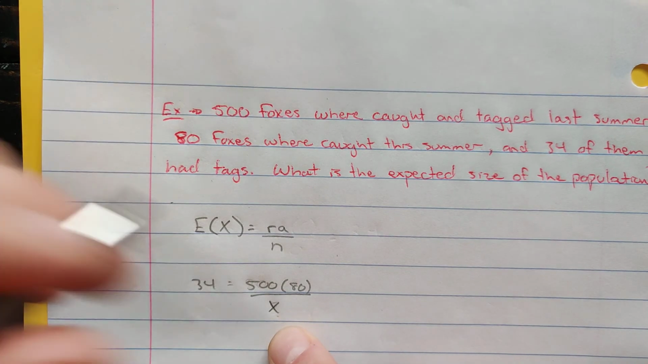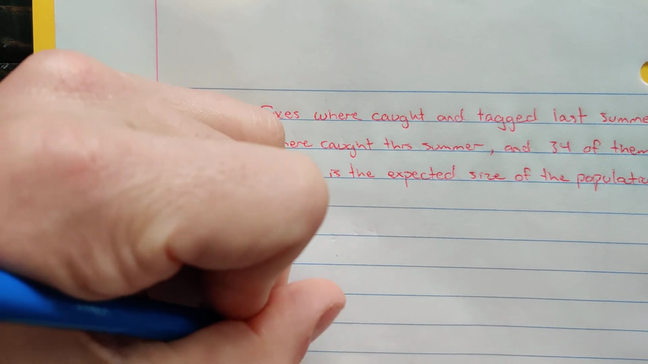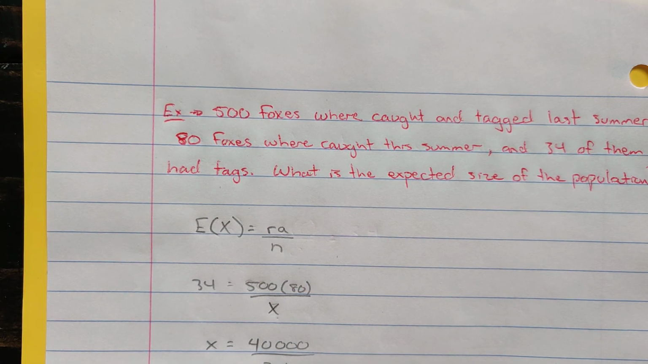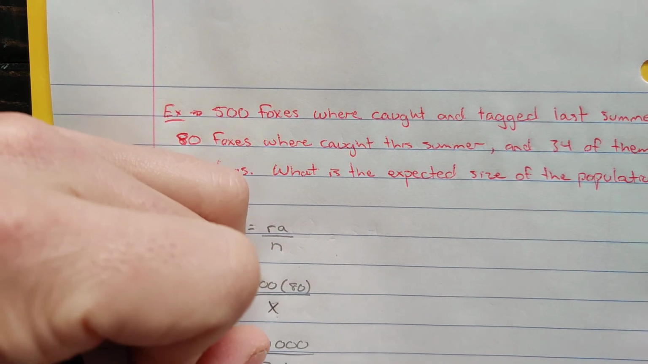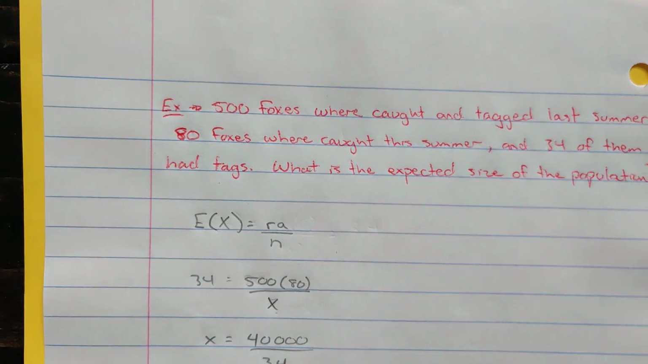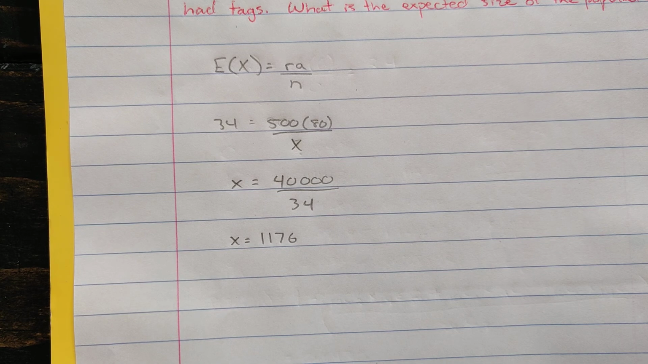These two will end up flipping positions. You can do it step by step if you want. These would multiply to 40,000. It's going to be divided by 34. And then when we work that all out, the overall population that we would expect to find is 1,176. So we'd expect to find about that many foxes in total.